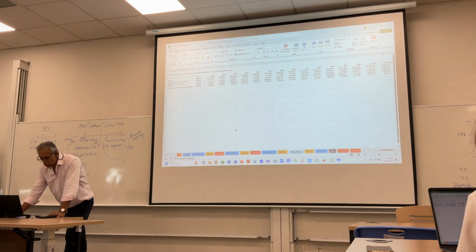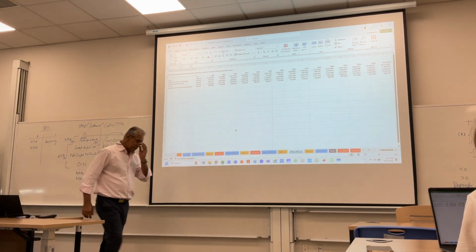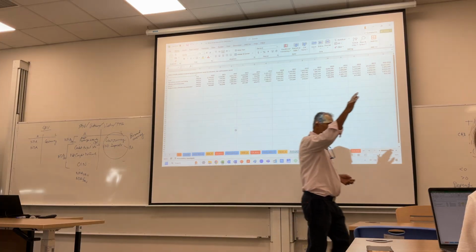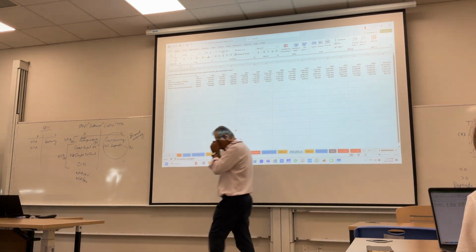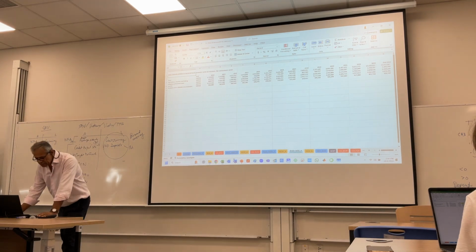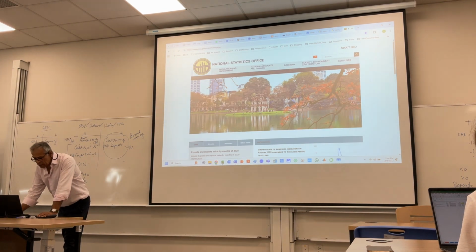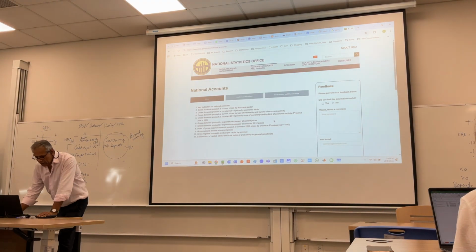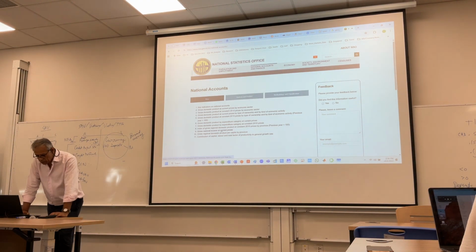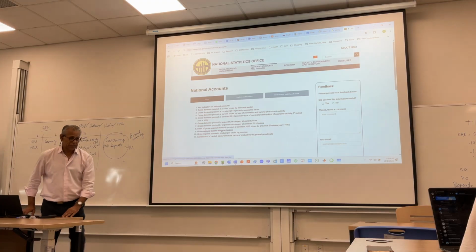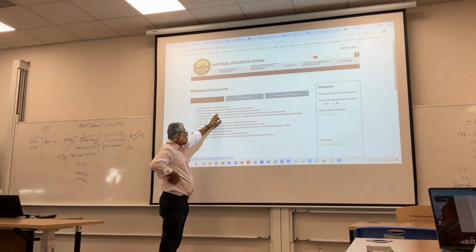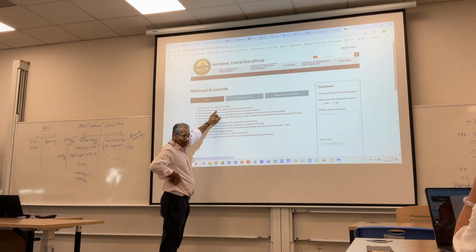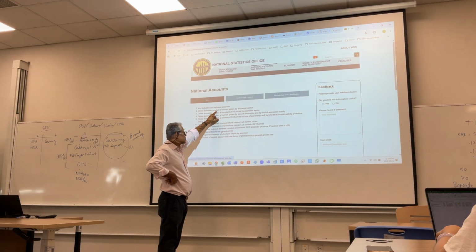Okay, so if you once again go back to the NSO website, remember there was a whole list of tables down there, and you picked out one table. So on the NSO website, if you go to national income accounts, you were able to pick up gross domestic product at constant 2010 prices, because that's real GDP. If you want data at current prices, you would pick it up from here.